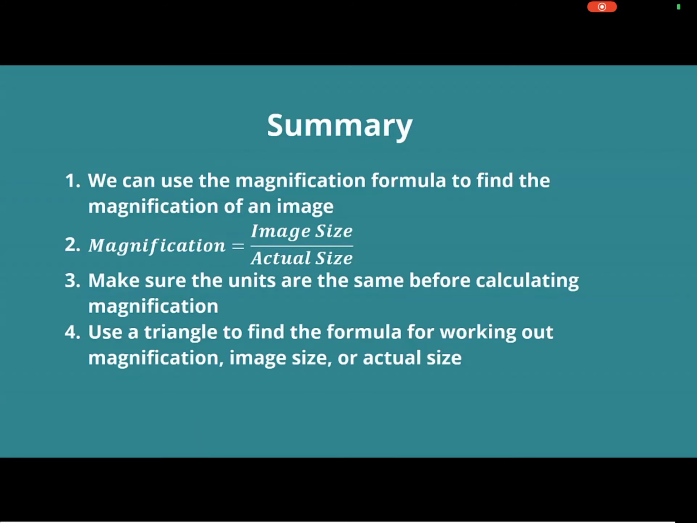So in summary, we can use the magnification formula to find the magnification of an image, where magnification is the image size over the actual size. Make sure that units are always the same before you calculate anything to do with magnification. Use a triangle to find the formula for working out either magnification, image size, or actual size.